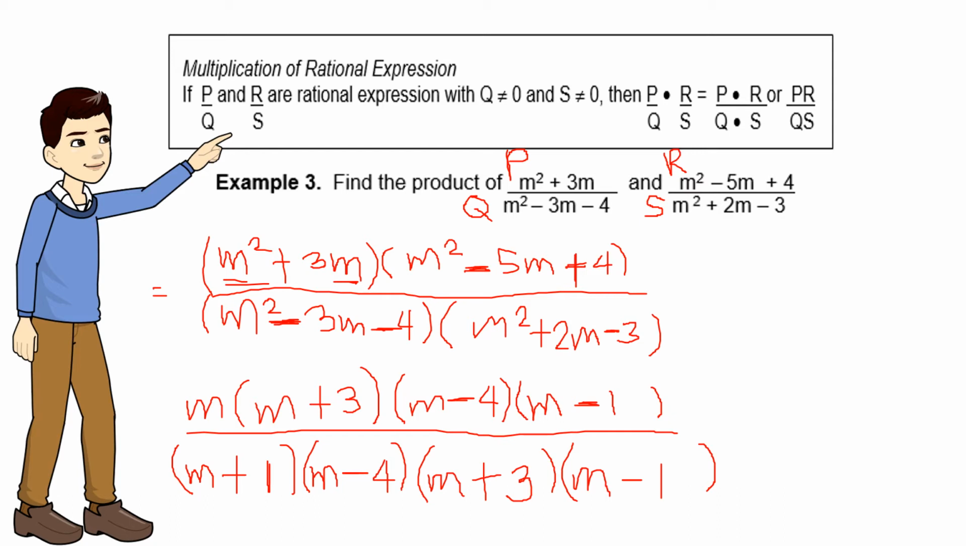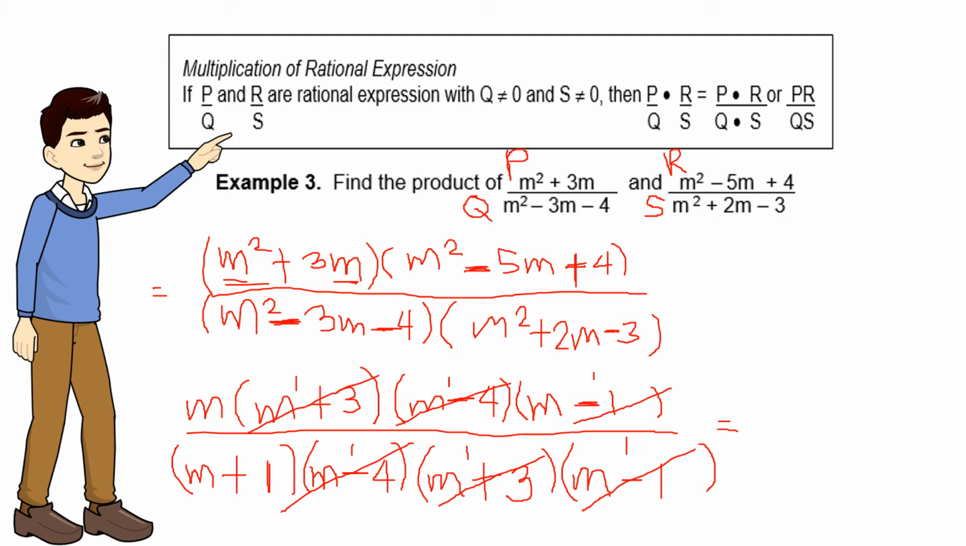Pwede na tayo mag-proceed with cancellation. Ika-cancel na natin lahat ng common terms sa numerator and denominator. So by pair lang siya. So meron ba tayong m sa numerator at sa denominator? Wala. Next, m plus 3. Meron sa numerator, meron sa denominator. So ito yung mga cancel natin. Next, m minus 4. Meron din sa baba. Cancel ulit natin. Then m minus 1, m minus 1. Cancel ulit natin.